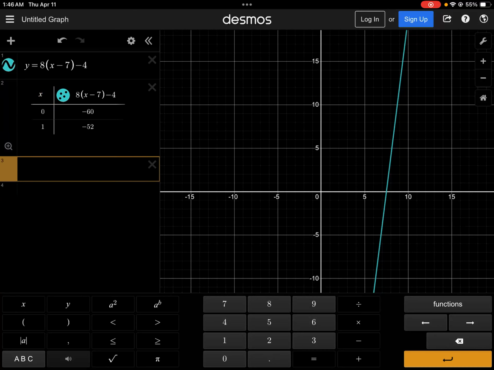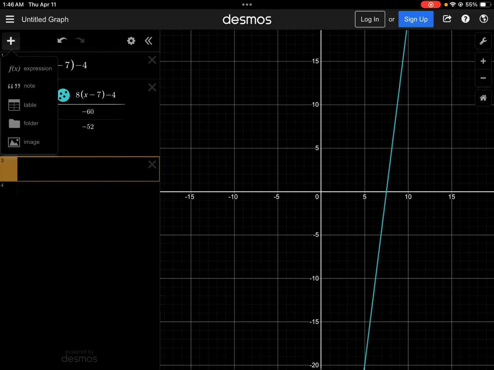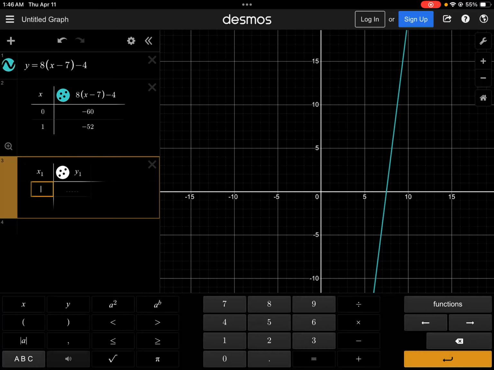And now I'm gonna go to the next tab, hit the plus table, and I will have 0 and negative 60, 1 and negative 52. By the way, 0 with negative 60, that means the y-intercept is negative 60. Remember, to find the y-intercept, you set x equal to 0. So whatever is next to 0, that's the y-intercept. Okay. Alright, but now I have the x1, y1.